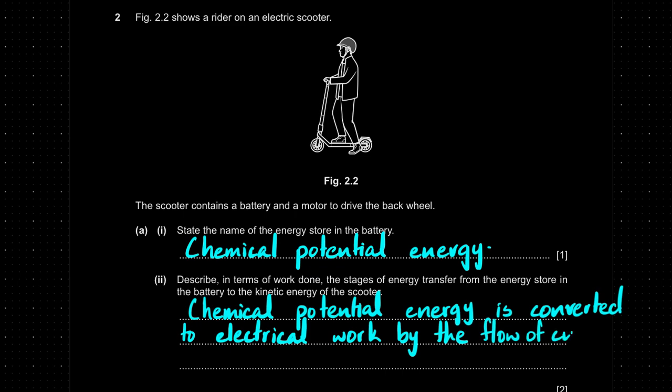And then this electrical work done, when it's applied to the motor, this causes the motor to do work, and that is what drives the back wheel. So this mechanical work, or you can also just say work, by the way, is then done by the motor on the back wheel.